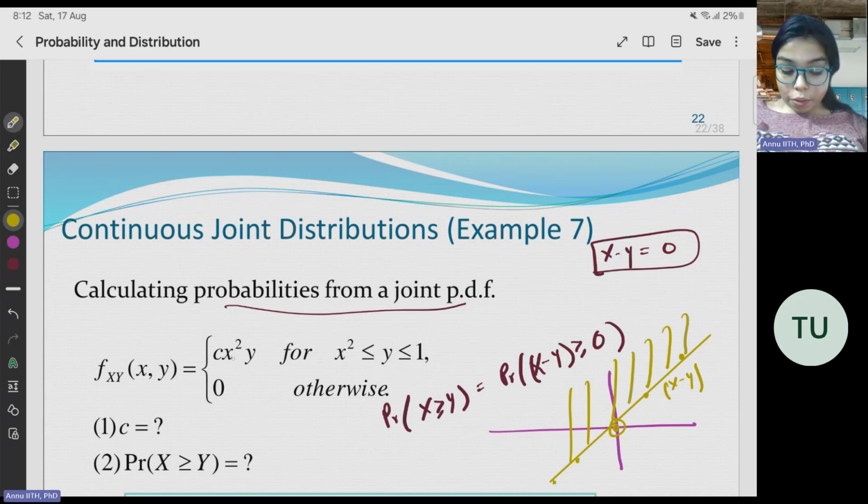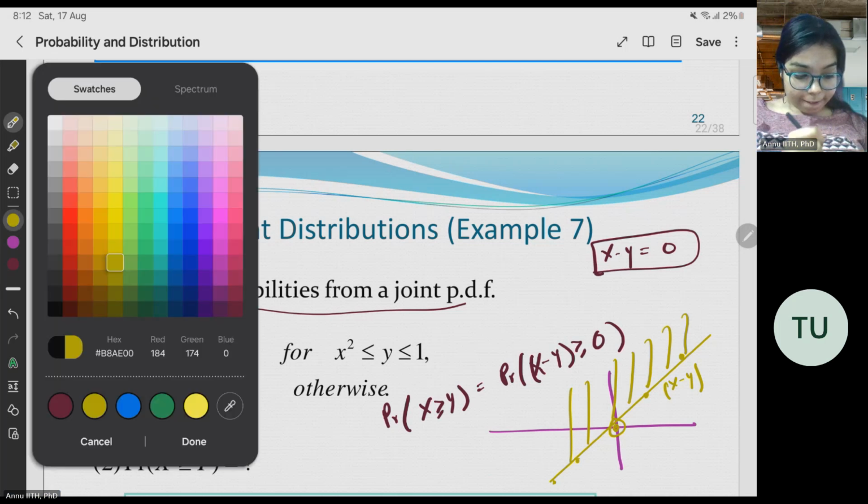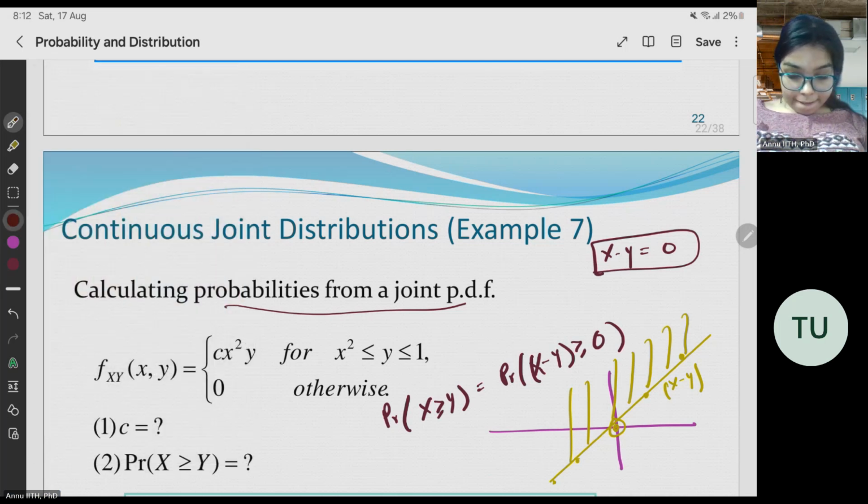But again, if we plot x square y, so it will be x square y. Okay, I think it should be like this.